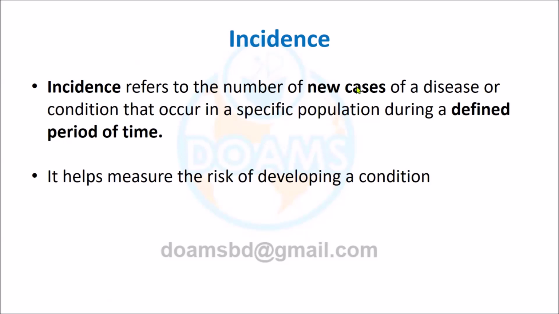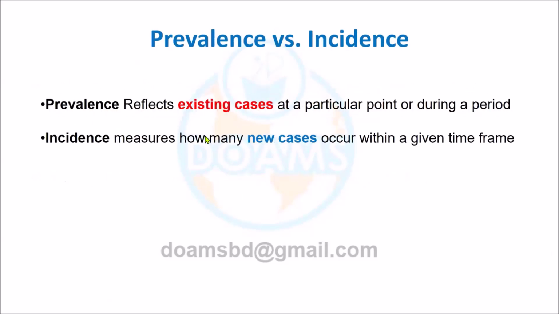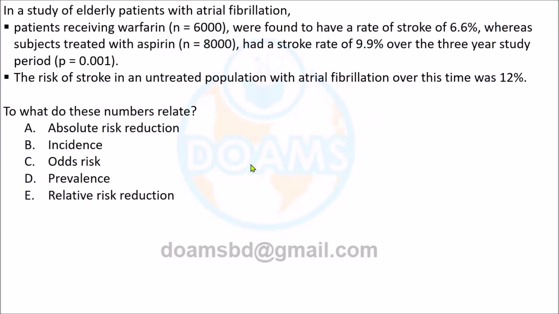It is called the new cases. New cases. Dr. Nawaz, what do you think? Is it clear a little? Yes, a little clear, though maybe not too much. So repeating, prevalence reflects existing cases, incidence reflects new cases. New cases. If you can remember in this way, that is also enough.